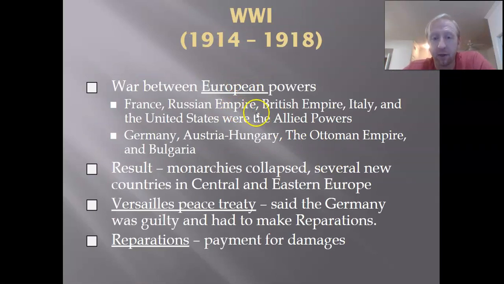War between European powers. France, Russian Empire, British Empire, Italy, and the United States were all allied against Germany, Austria-Hungary, and the Ottomans, and Bulgaria. It was a horrifically long war. A lot of people will say the United States came in at the end with our military might, and that's the reason the Allies won. That's not the truth.